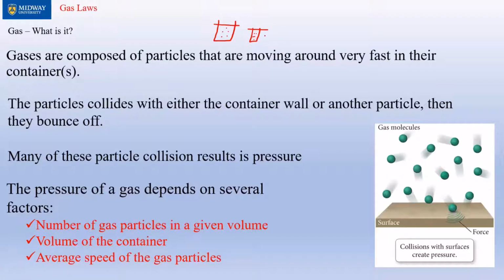So this will have more pressure versus the one that's bigger. So volume of the container is a key factor. And then the average speed of the particles. Now, in this case that I just drew above, there will not be any difference in terms of the speed, because speed becomes a key factor when you heat something or cool something, which means temperature is key. So the third factor, which says average speed of gas particle, really is referring to the temperature of the medium, okay?